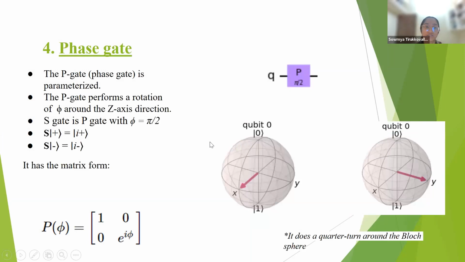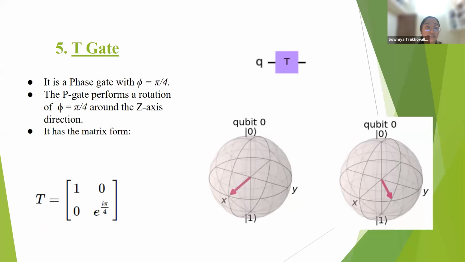Next, we have the phase gate. The phase gate is a parameterized gate. It performs a rotation of an angle around the z-axis. If this angle is equal to pi by 2, you call it the S gate. This is the matrix representation. So say the angle is equal to pi by 2 and our qubit is in the plus state, halfway between state 0 and state 1. When you apply the S gate to our qubit, it does a quarter turn around the Bloch sphere, so it flips it to the i plus state.